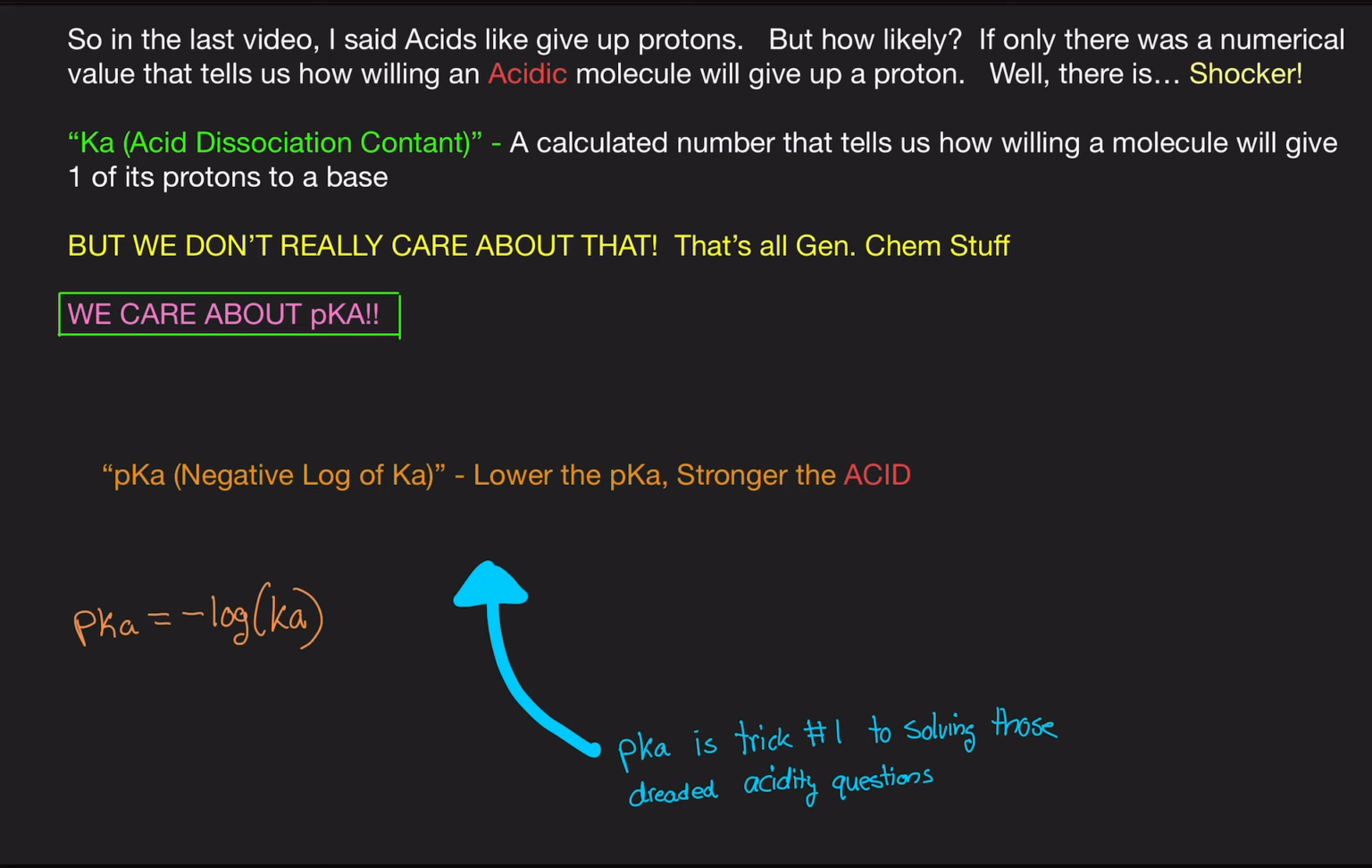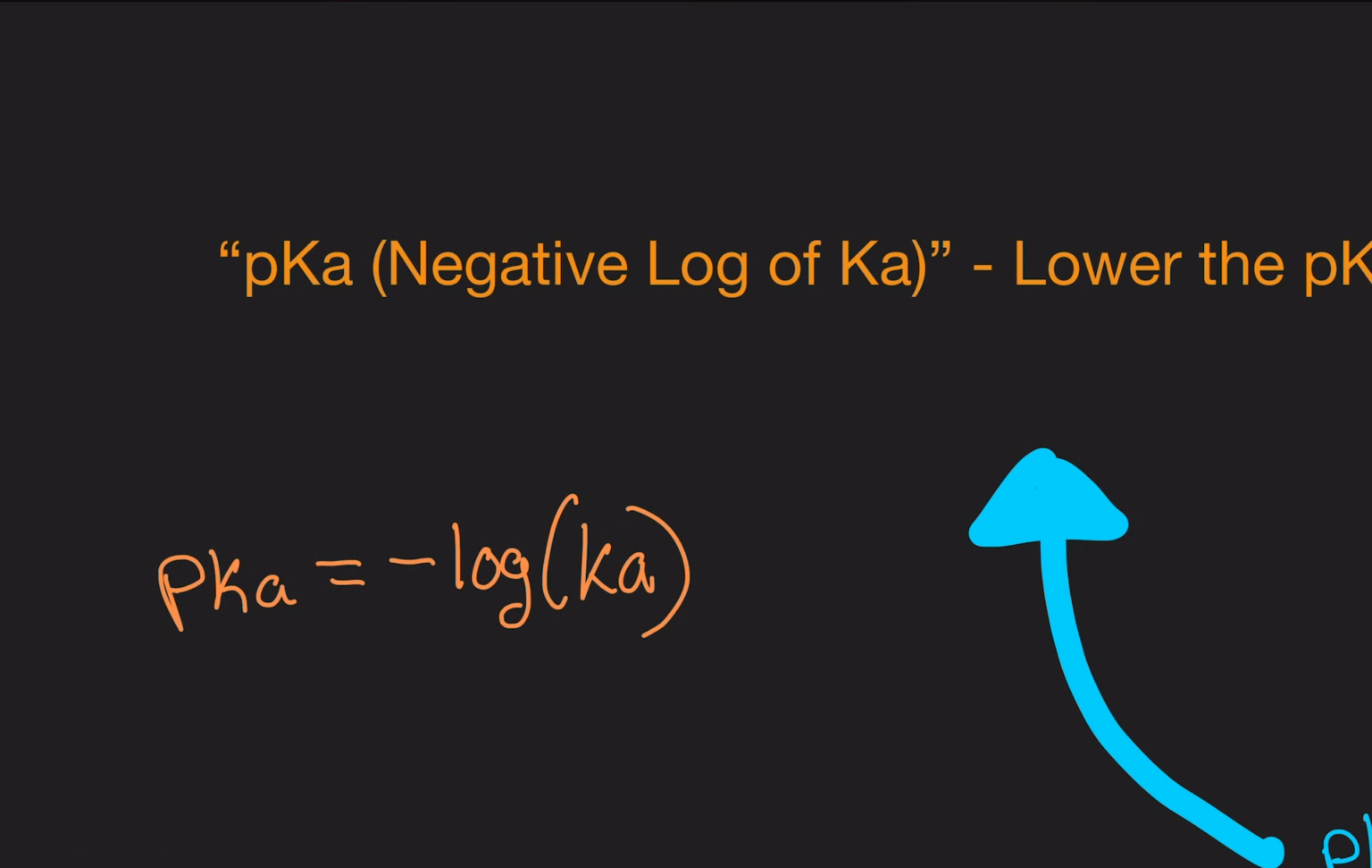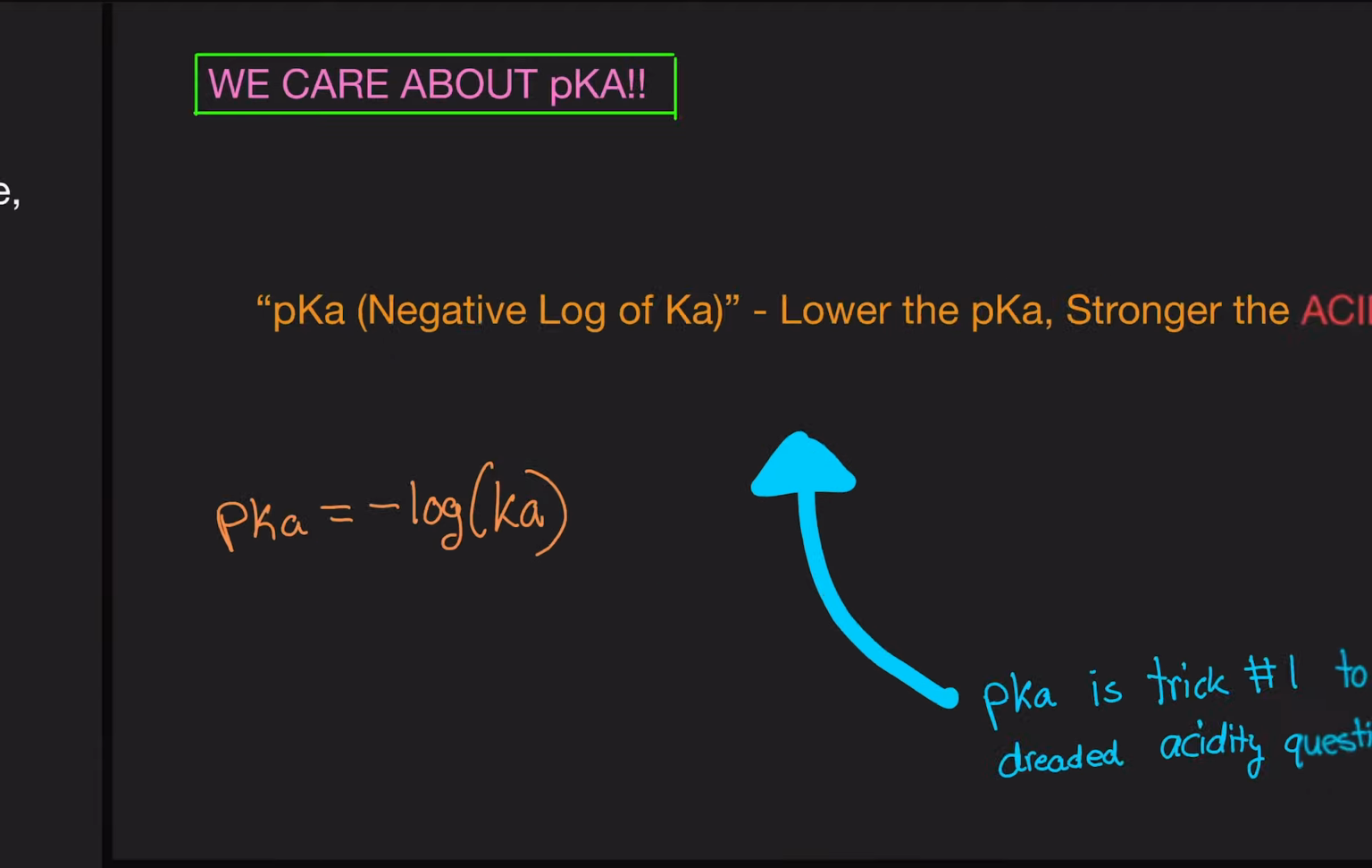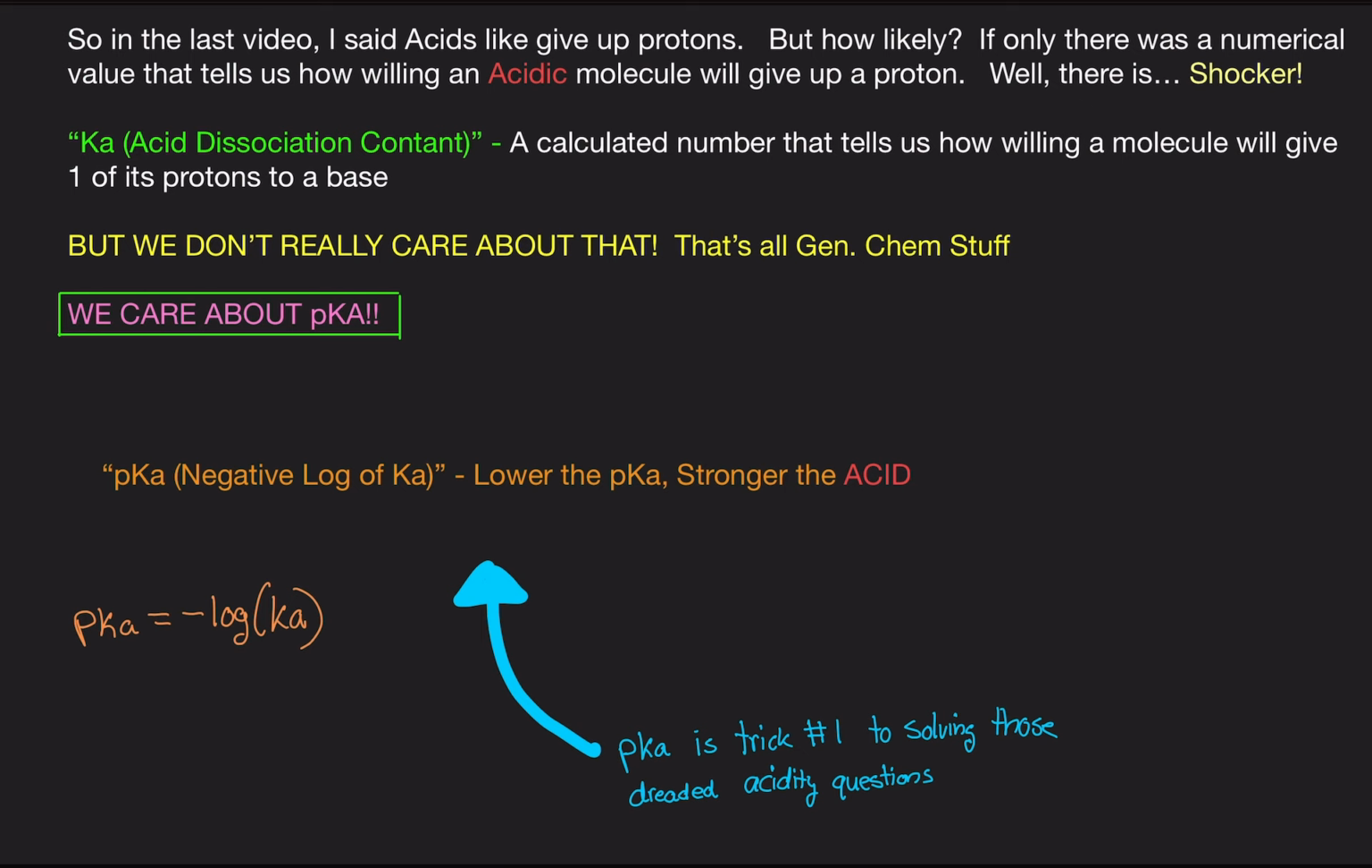But here's the thing. We don't really care about that. That's all general chemistry stuff. But what we do care about is pKa. So why did I mention Ka? Well, the definition of pKa is the negative log of Ka. So when you're given a Ka number, you take the negative log of that number and you get pKa. I'm almost certain you probably learned this in general chemistry and were completely lost. You're probably like, how did they even get pKa? Where did this come from? Well, here's the answer. By taking the negative log of the Ka, the acid dissociation constant, they got pKa.